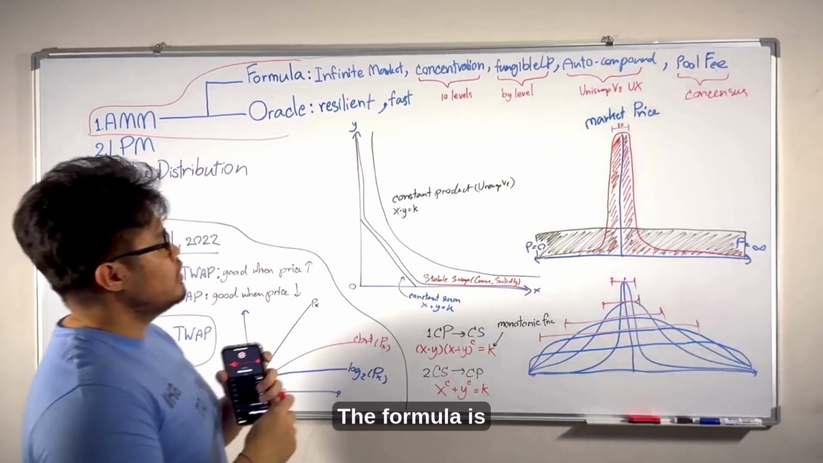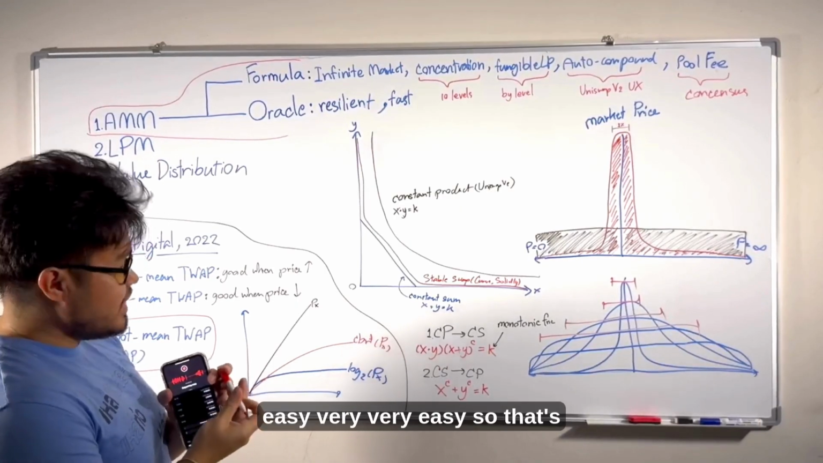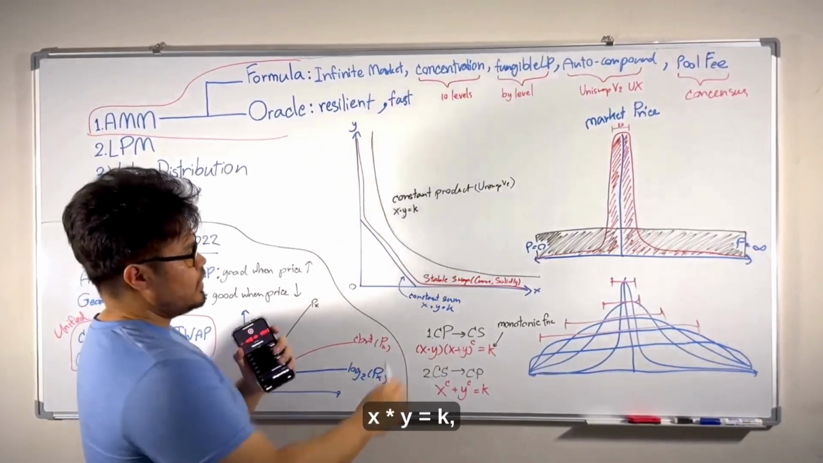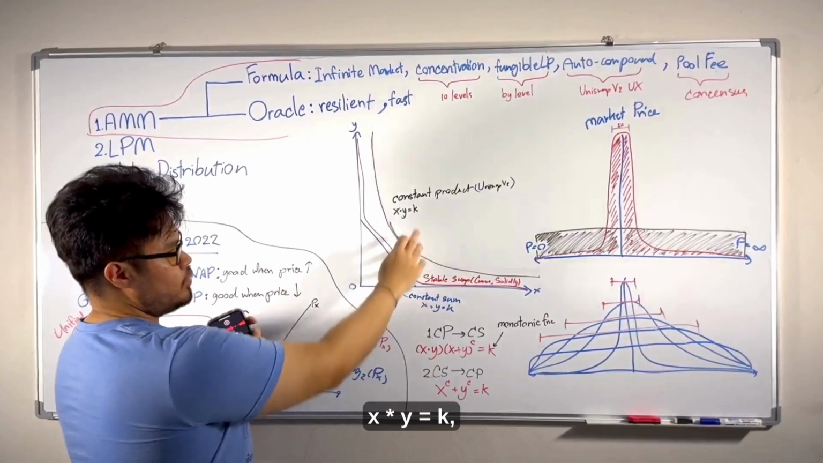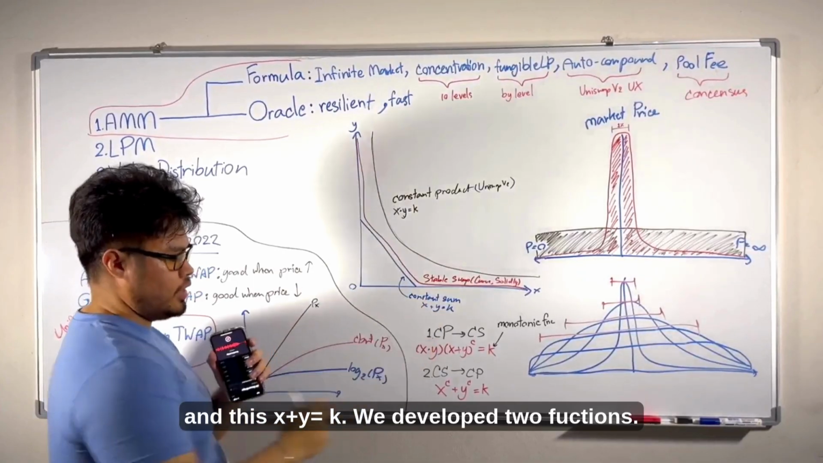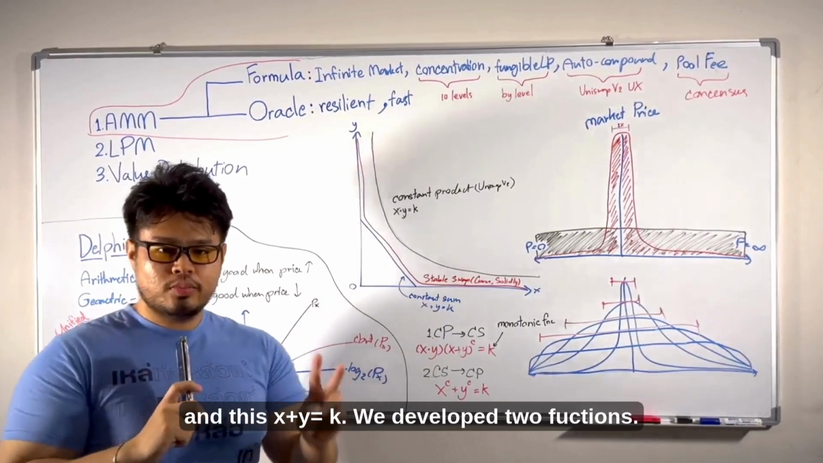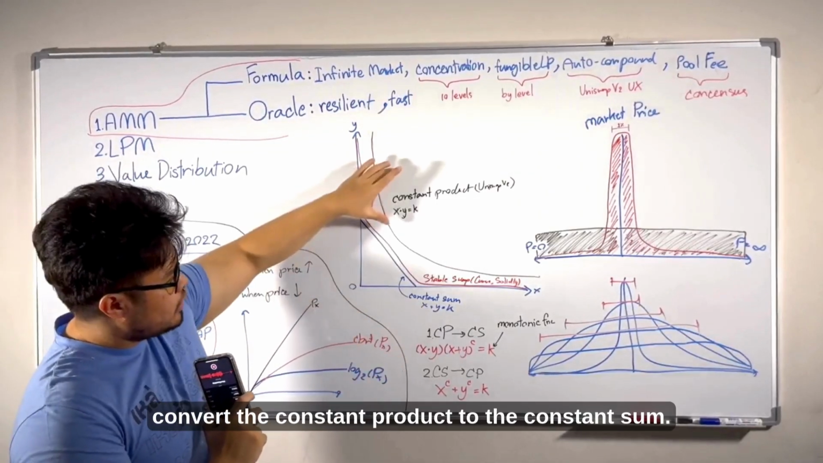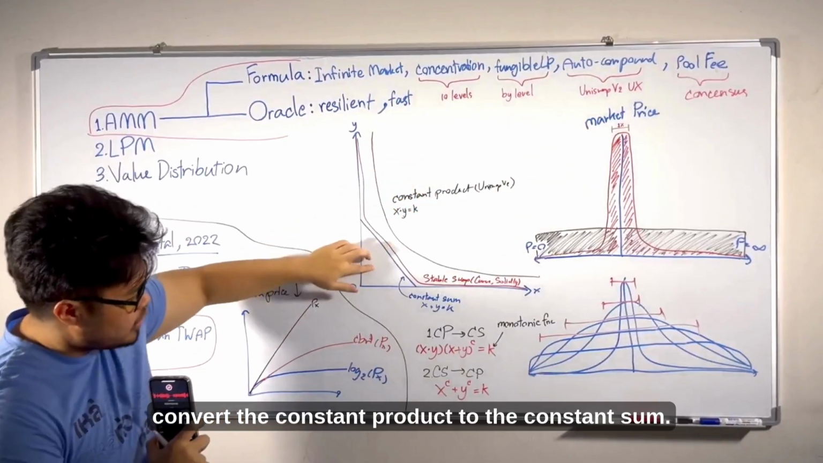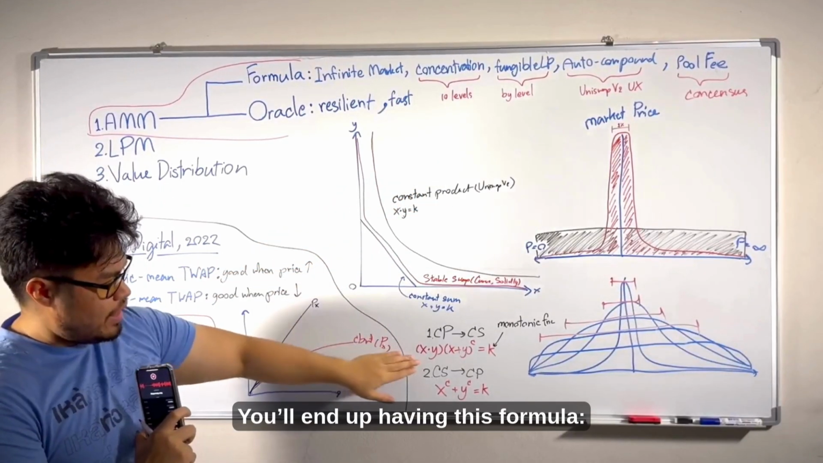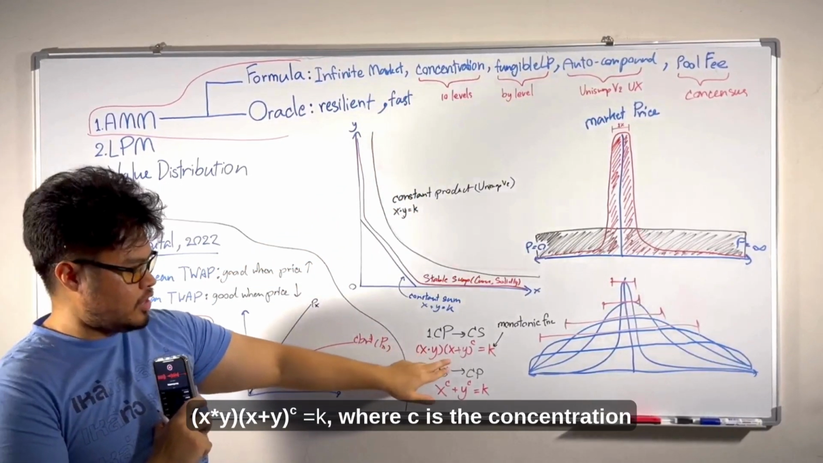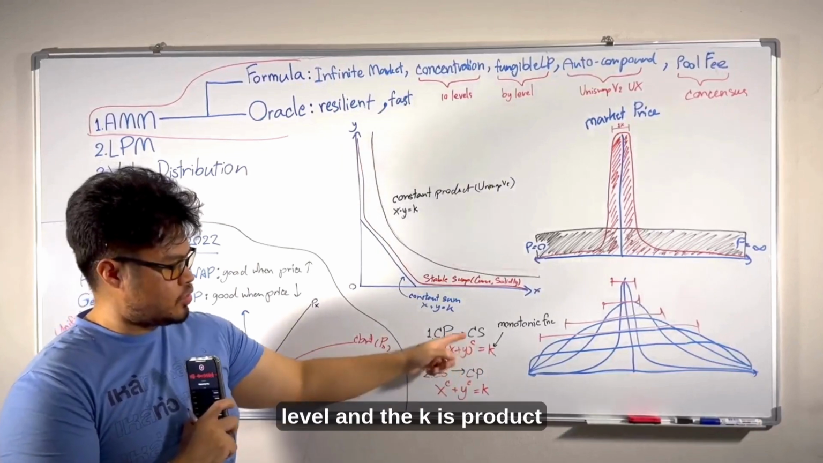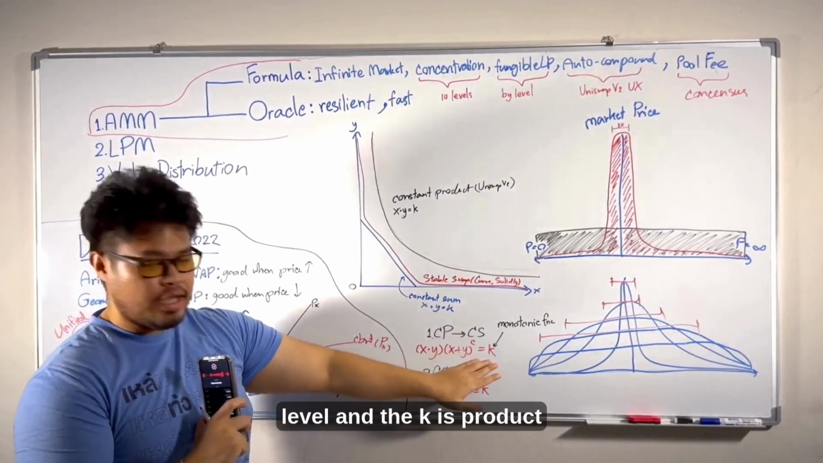And the formula is very easy. That's x times y equals k, the constant product, or x plus y equals k, the constant sum. So we developed 2 formulas here. We tried to think in 2 ways. One is to convert the constant product to the constant sum. You end up with this formula: x times y times (x plus y) to the power c. C is the concentration level, and k is the product.